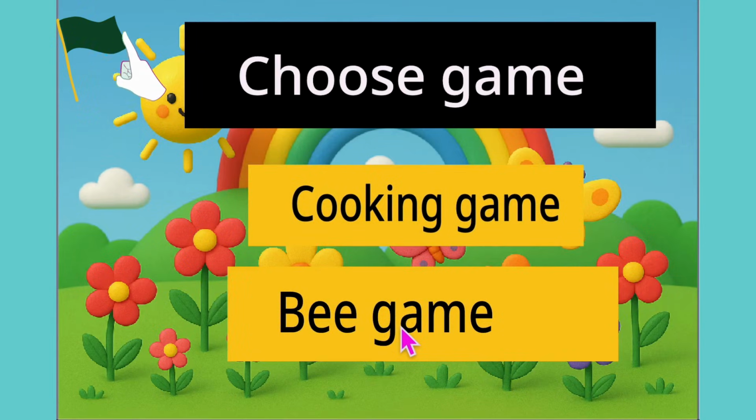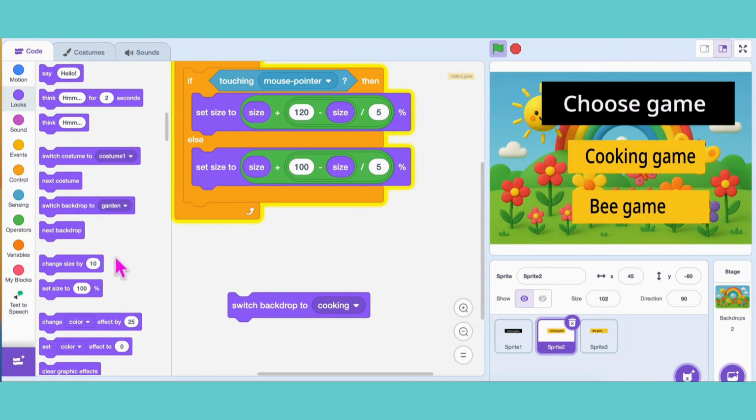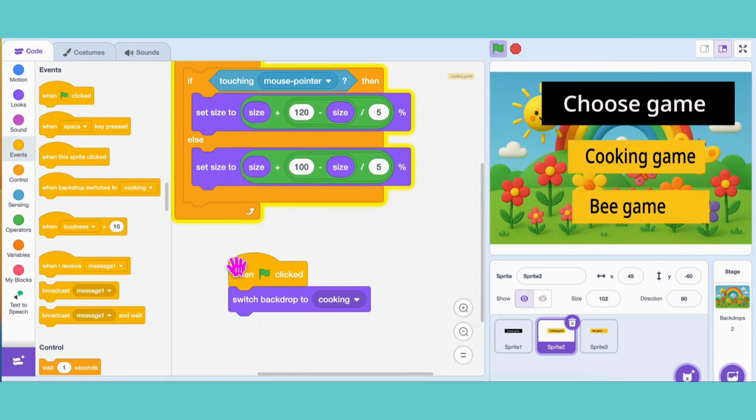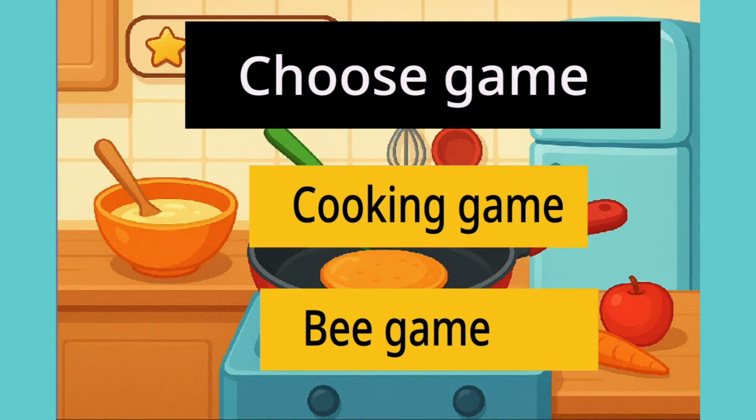So here's the fix. Go to the stage and add a switch backdrop to start block. Put a when green flag clicked block above it. Now, whenever the game starts, the backdrop will automatically reset to our starting scene.